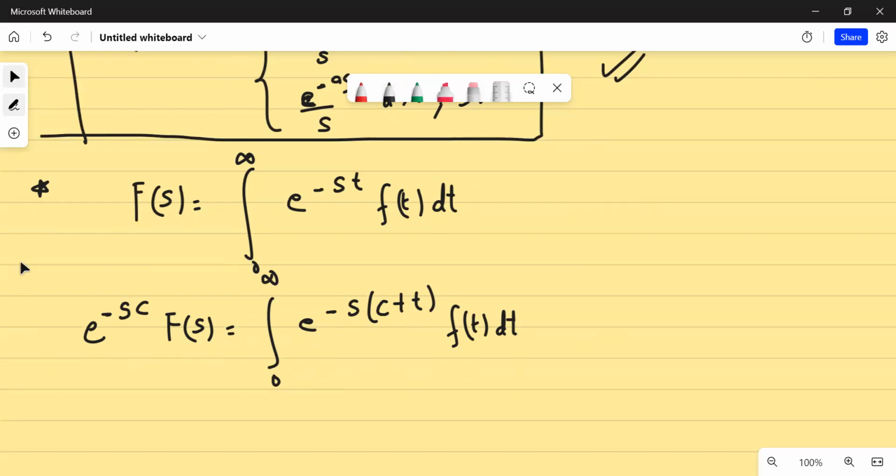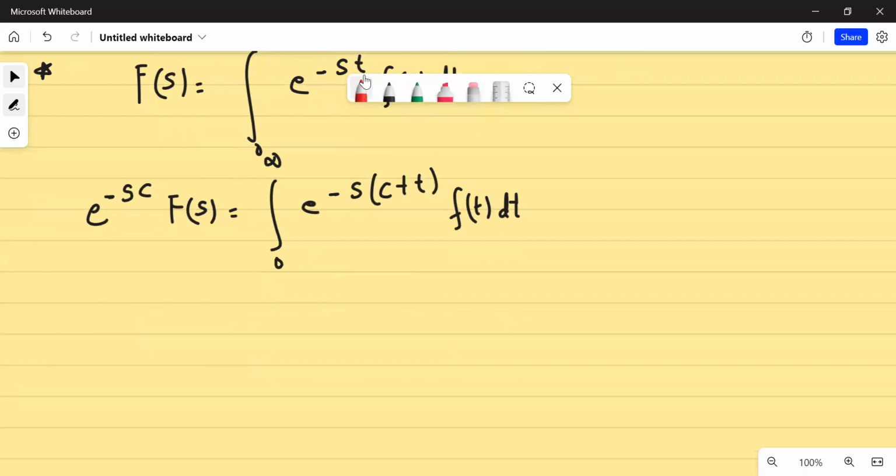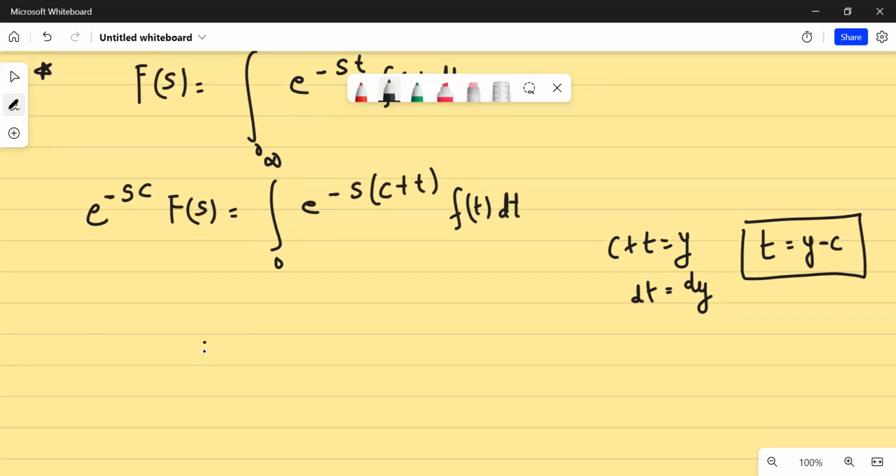Now what I would do is take a new variable and define, let's say, c plus t equal to y. So your dt would become dy, and your t would become simply y minus c. So this integration would then run from where to where? These limits are on t. So if t is 0, then y is equal to c. And if t is infinity, then it is infinity. Then it is e to the power minus sy f of y minus c, dy. Is that clear?